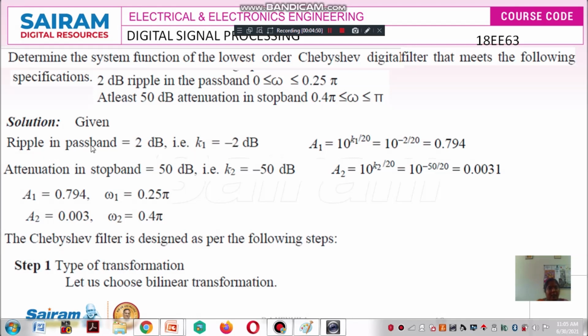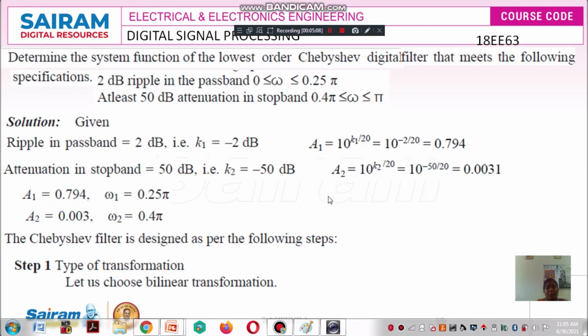In order to find the gain in passband, using the given ripple, you are going to find the gain. Gain A1 will be equal to 10 power K1 divided by 20, which is equal to 10 power minus 2 divided by 20, which is equal to 0.794.